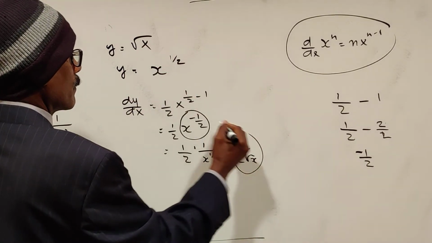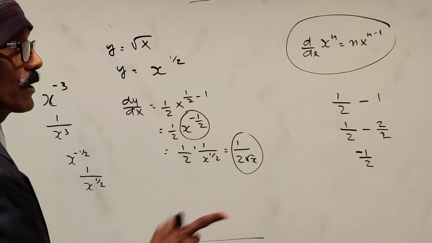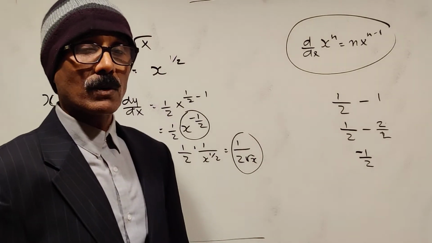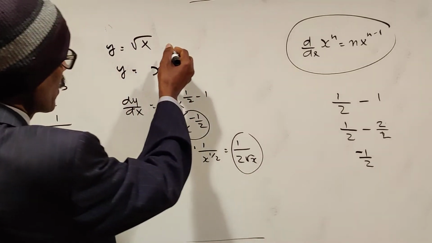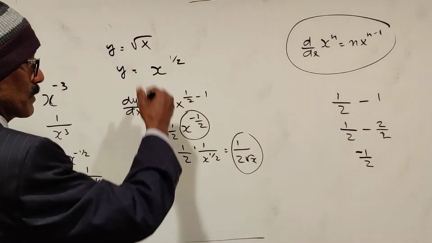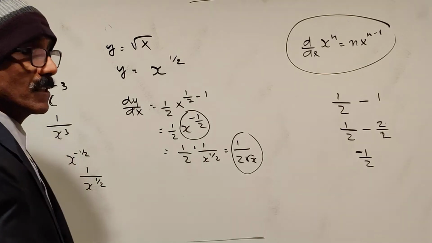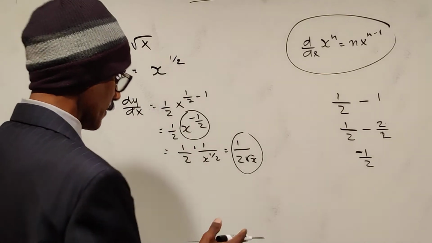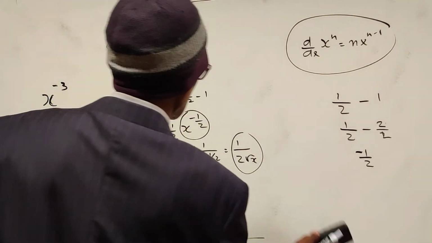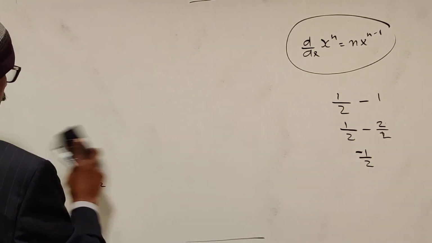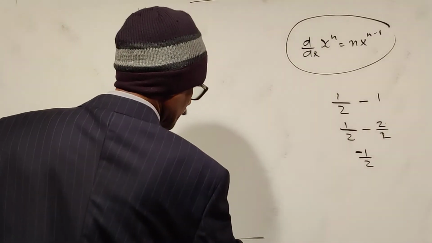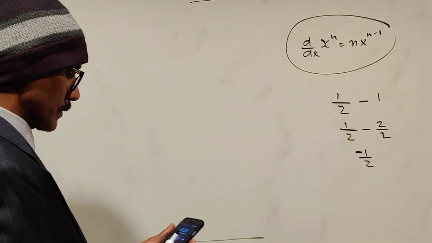So when you see y is equal to root x, what is the derivative of root x? 1 by 2 root x. Just learn it like that. You can avoid these steps. The derivative of root x is 1 by 2 root x. Easy. Next one.